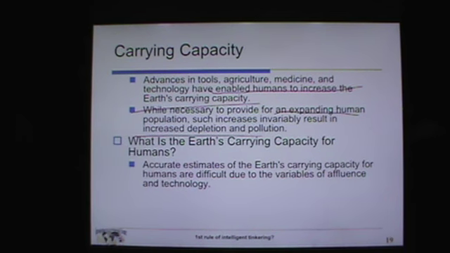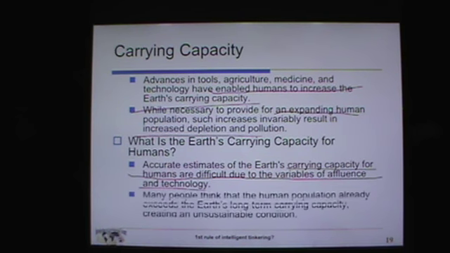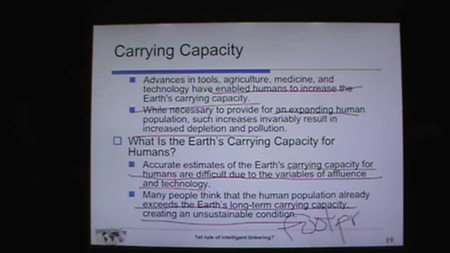Accurate estimates of the carrying capacity are difficult because of a lot of variables. What's going to happen in 10 years? Are we going to suddenly increase the ability to carry more people? Many people think human population already exceeds the Earth's long-term carrying capacity, looking at it as an unstable condition, with that footprint idea, where it takes really 1.3 Earths to support us today. The ecological footprint concept.